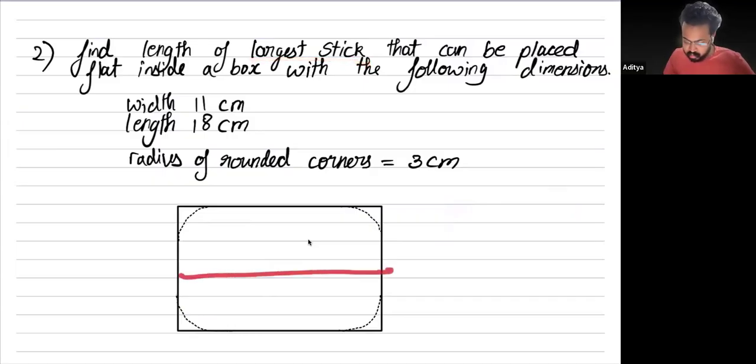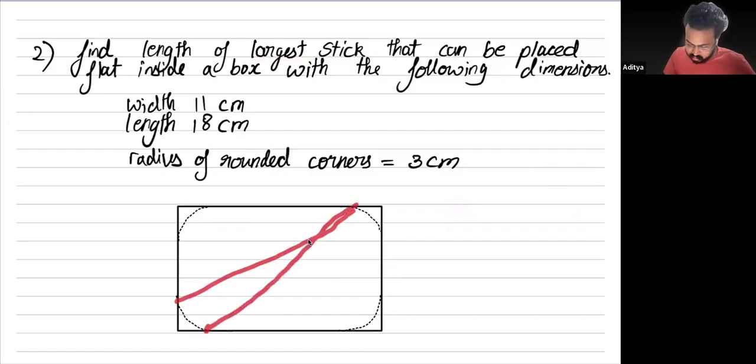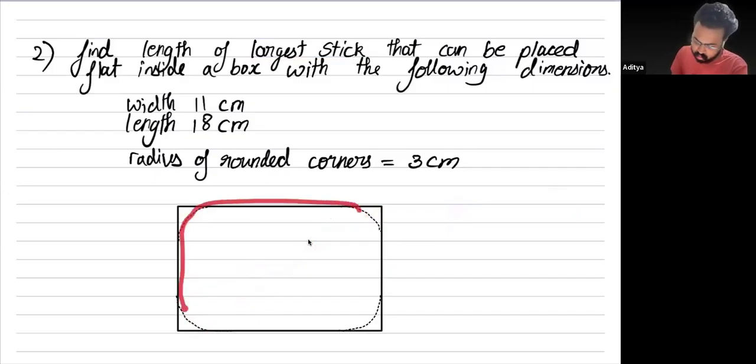There could be a stick that could be placed like this, or like this, or like this, something like that. It must be placed completely inside this box, and none of the stick overflows. So this box has this as its boundary and not this. Okay.